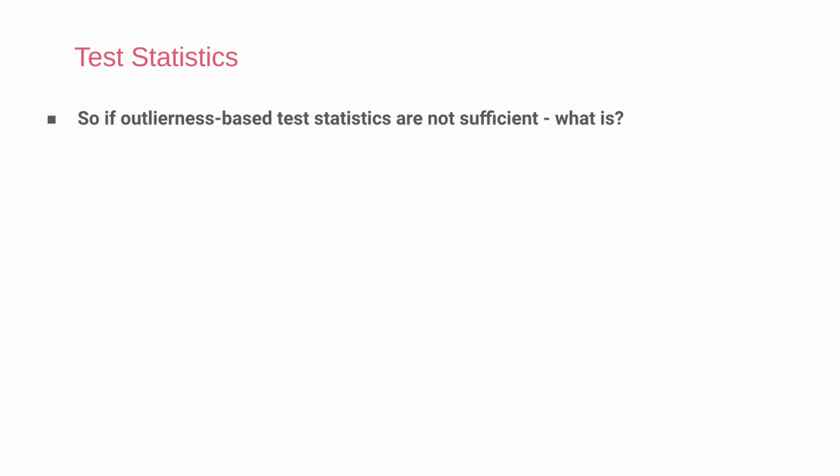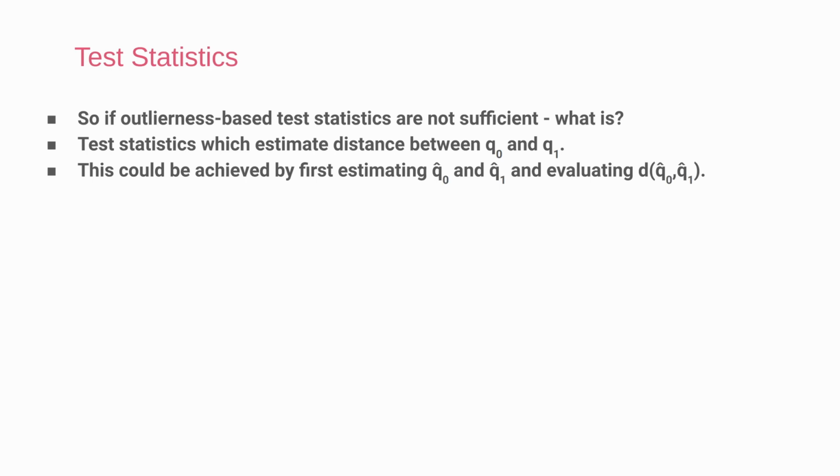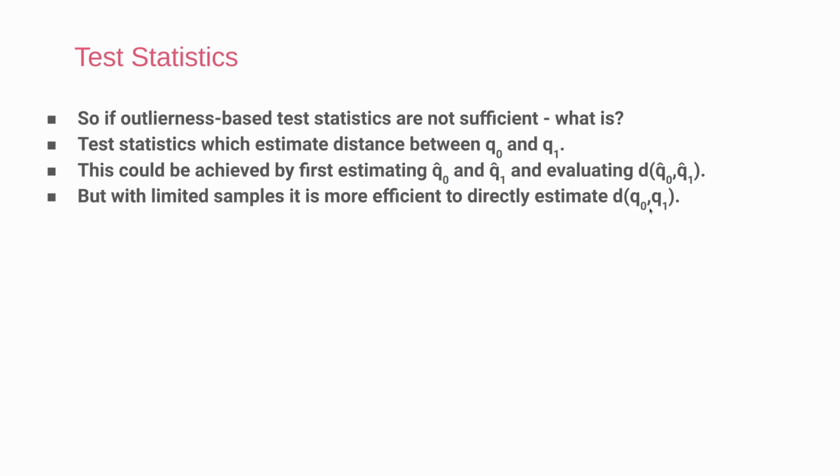So if accumulating outlierness isn't a great way to specify test statistics, what is? It turns out those that estimate some notion of distance between the distributions, which hopefully should be obvious by now. And one way to achieve this would potentially be by estimating distributions separately and then evaluating some notion of distance between these models of the distributions. But given very limited samples, it's usually more efficient to try and directly estimate the distance.